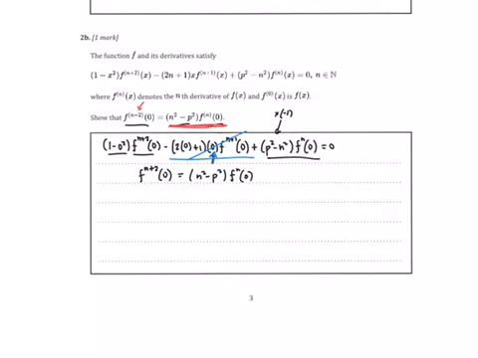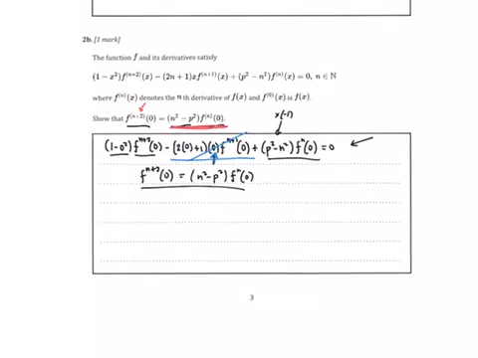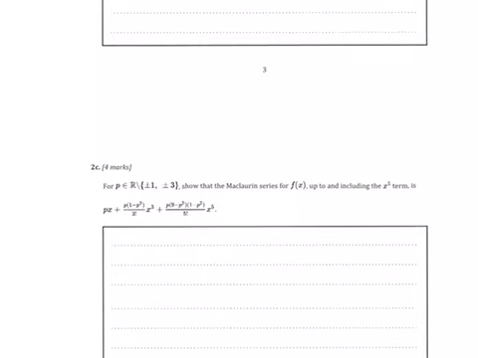Now I'm guessing the 1 mark is not writing that down. The 1 mark is given for writing all this out and evaluating at 0. Okay, so with that, let's move on to 2C, which I'm guessing probably has something to do with that.